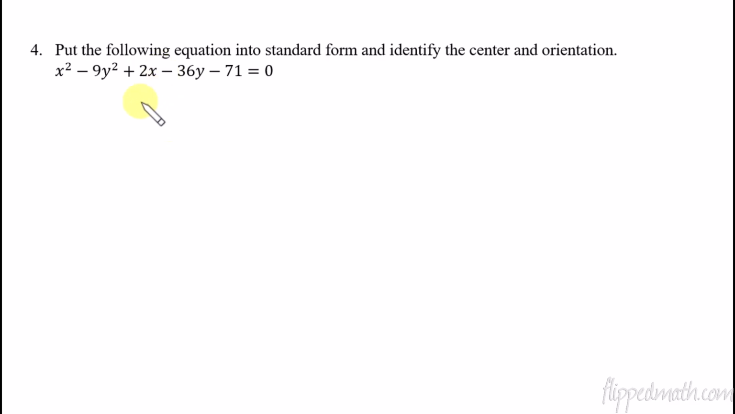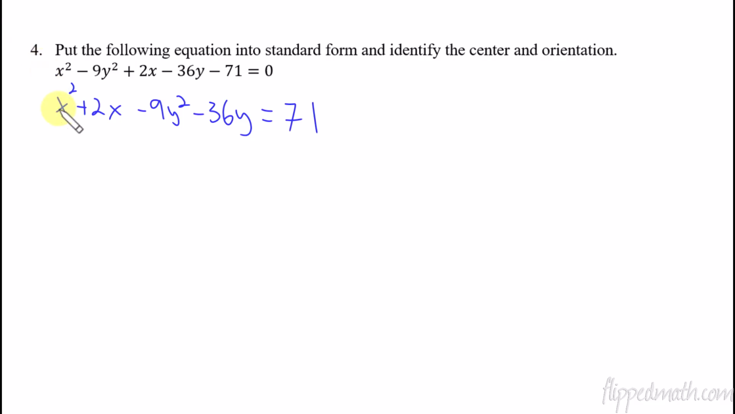So what do we get here? We need the x's together, the y's together, and then the constant to the other side. So I'm going to say x squared, and then the plus 2x. So I'm arranging this with the x's together. Now where's the y's? I have a -9y squared minus 36y, and then the only thing left is to get that -71 to the other side, makes it a +71.